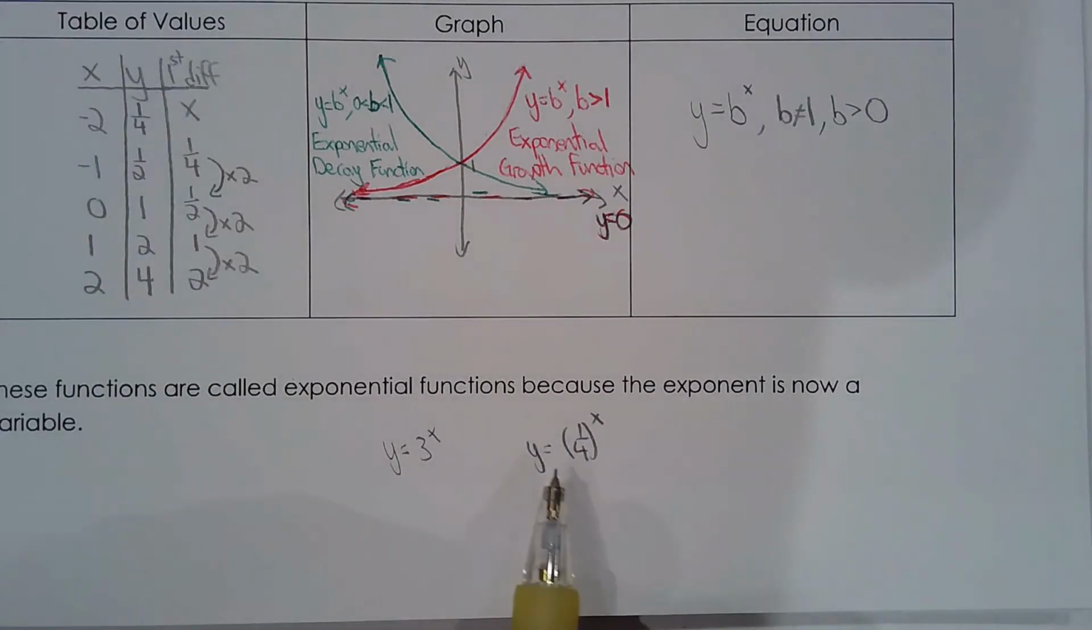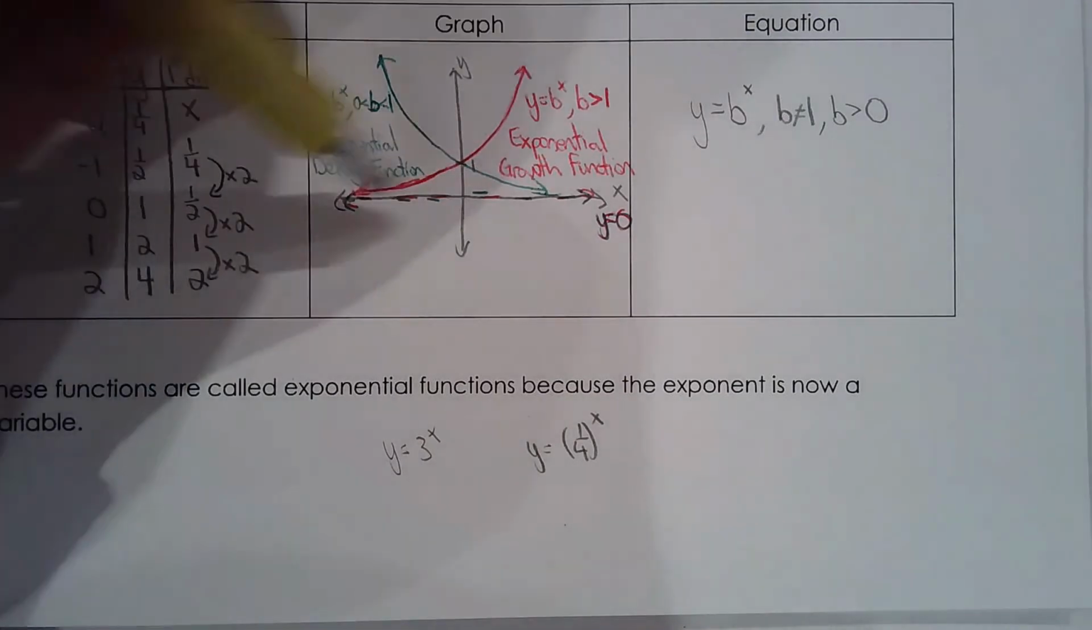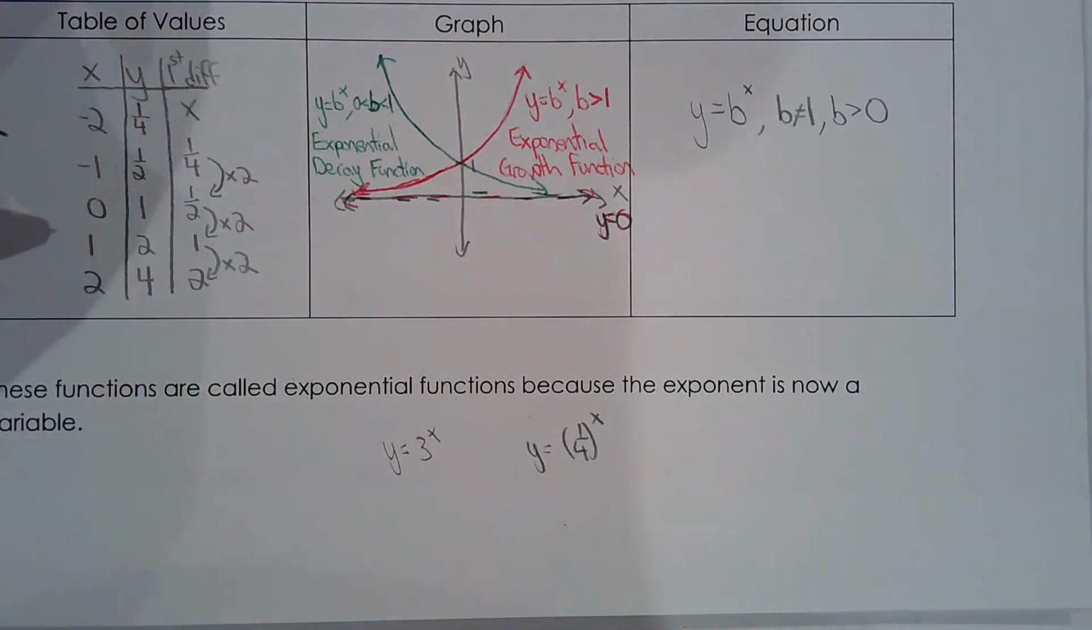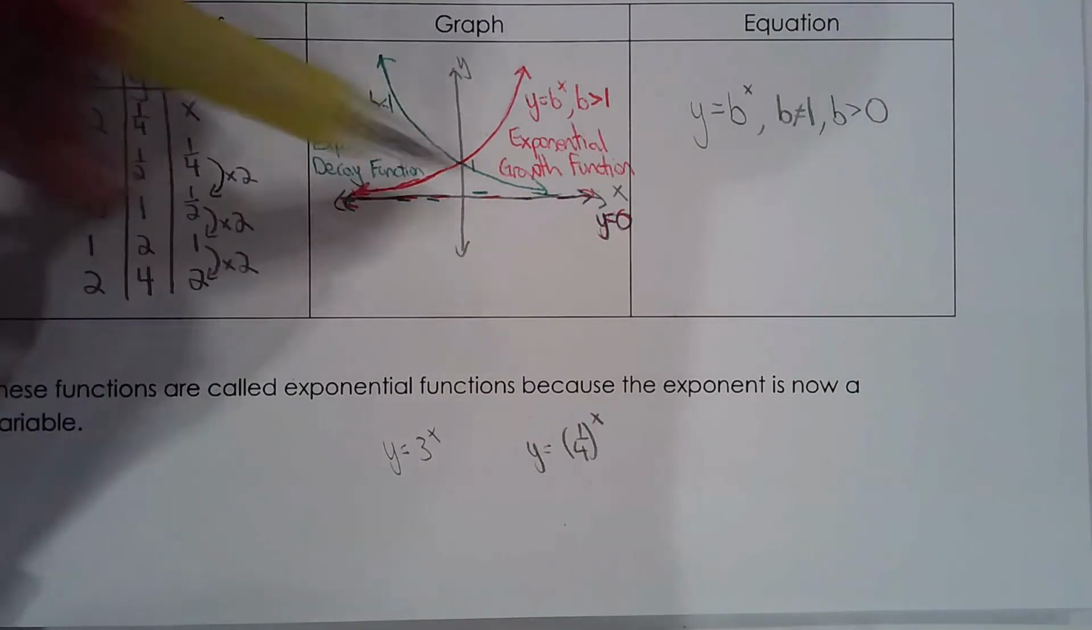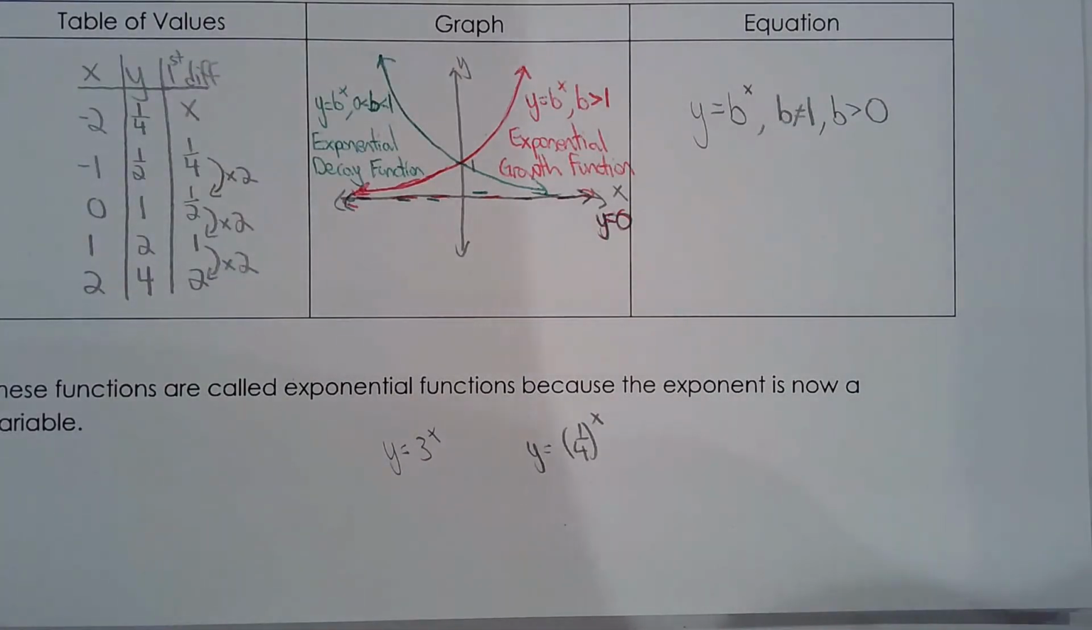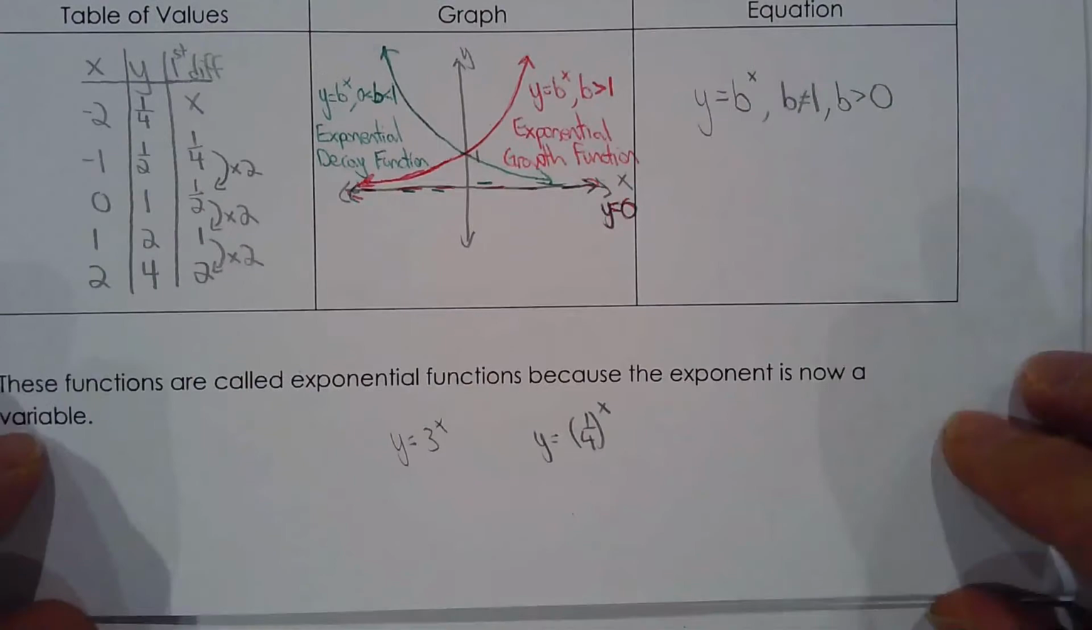Anyways, hopefully when you replace the value of b with either a value greater than 1 or a value between 0 and 1, you'll realize it makes sense that this is the corresponding graph, whether it's an exponential growth function or an exponential decay function. All right.